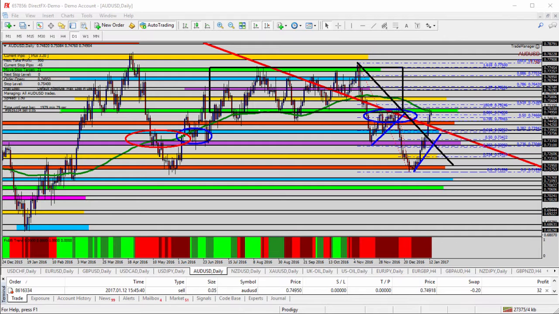All right, let's dive into the analysis for the day. We're looking at the AUD-USD first. I'm actually in this one. I've been in it since yesterday, floating it since just before yesterday's trade room. There's a couple of different things we're looking at. I know there's a lot of lines on the chart, so let's dissect this a little bit.